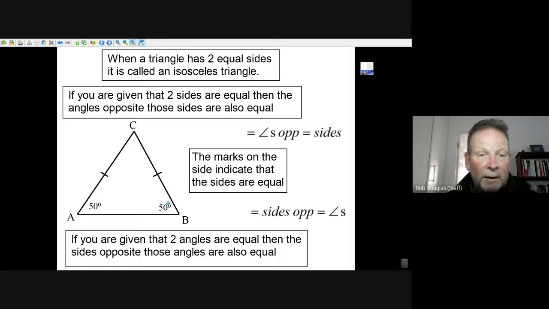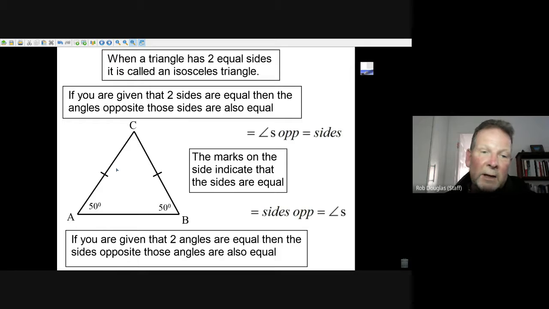They might not be 50 degrees, but they're definitely going to be equal to each other. And it works the other way too. If you've got two angles here that are the same, it makes the two sides equal to each other. And the deal is, if we've got equal sides, we can say we've got equal angles. So this is the one we're going to be using to be finding angles.